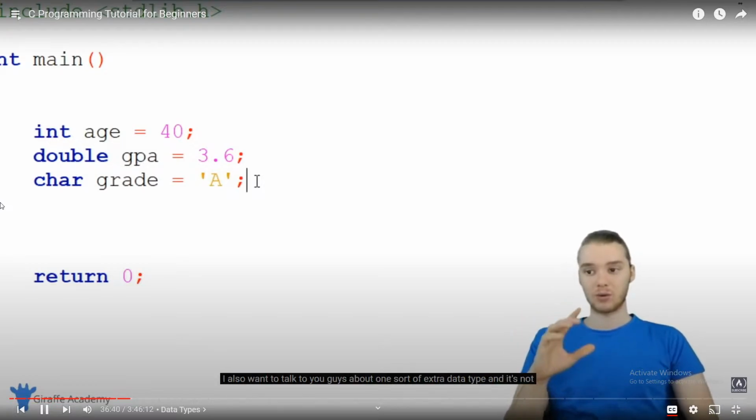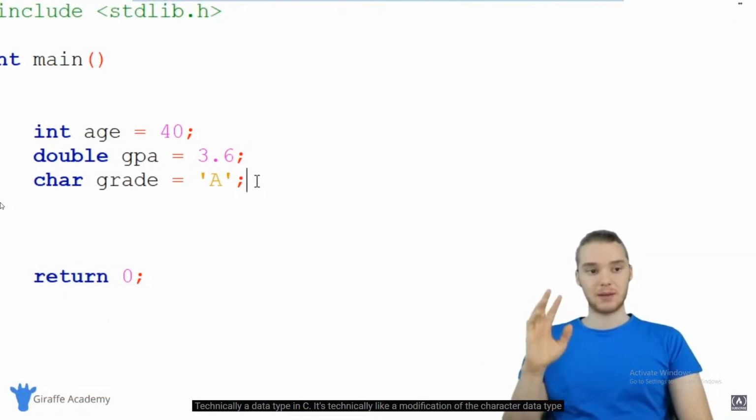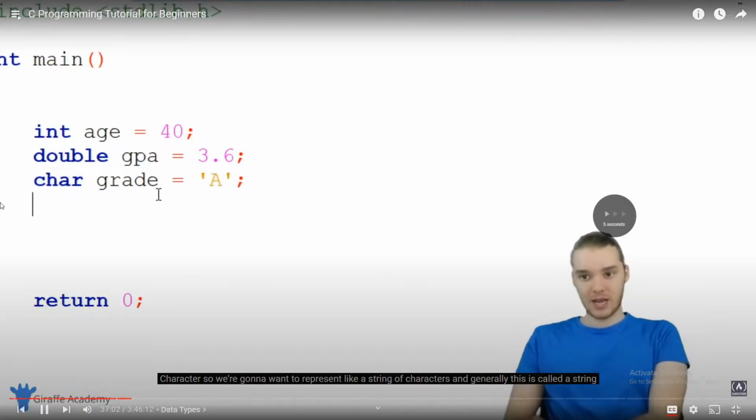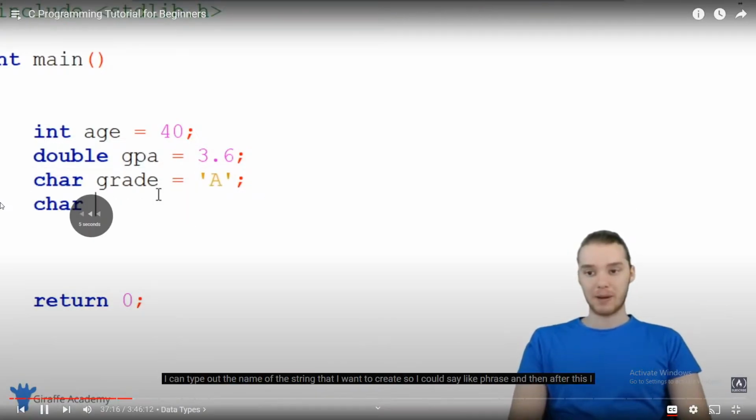I also want to talk to you guys about one sort of extra data type, and it's not technically a data type in C. It's technically like a modification of the character data type. You'll notice when we create a character, we can only store a single character. So let's talk about strings, and this is basically I'm going to type out the name of the string that I want to create.